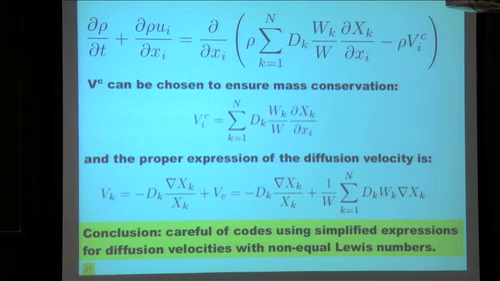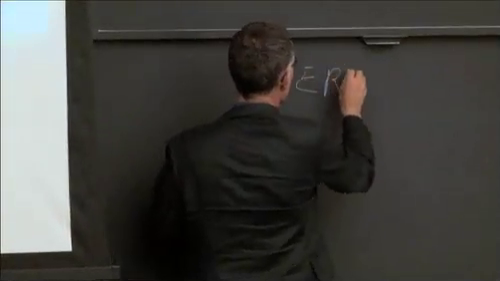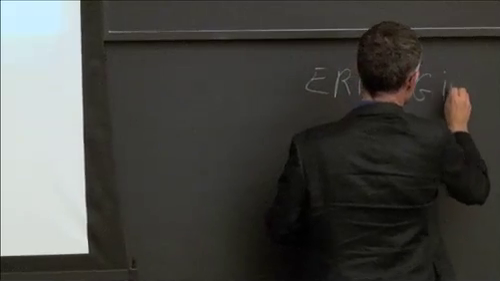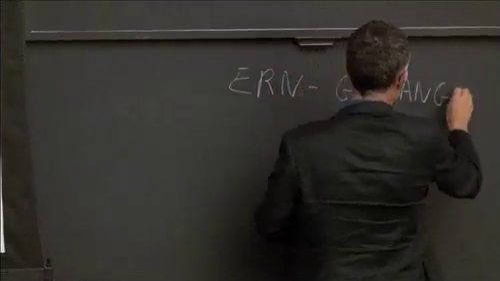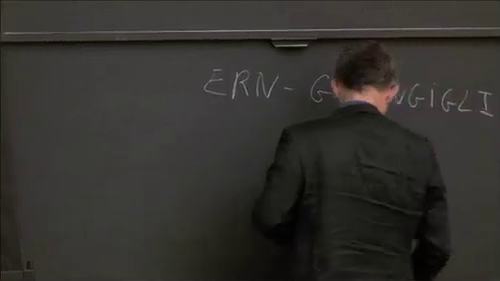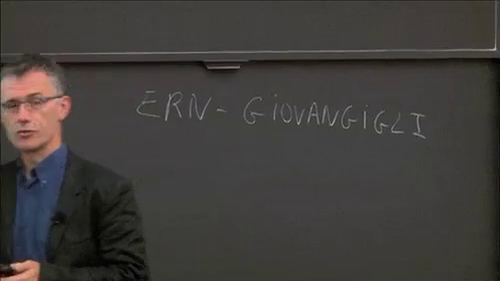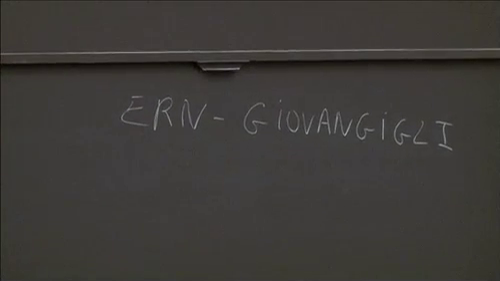And when you present it like this, it looks like a recipe, but you can actually prove it, and it's done in a book which is quite difficult to read, but I give you the name anyway, a book by a guy called Ern and a colleague called Giovangigli. It's a full book where they only look at diffusion velocity expressions. And they prove that this one is the most precise approximation of the full diffusion matrix. And so it's the right way to do it.